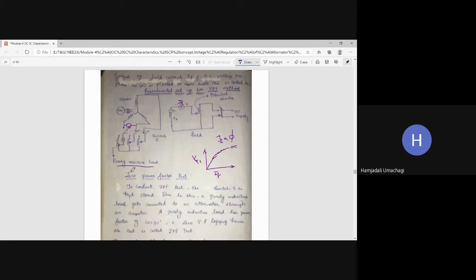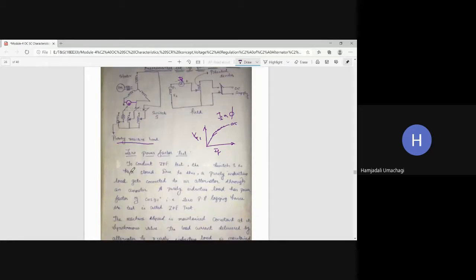And after this, we'll go to the second test. Second test is nothing but the zero power factor test or short circuit test. In the normal EMF and MMF method, we call the second test the short circuit test. But now here also, the same short circuit test only we are going to conduct.